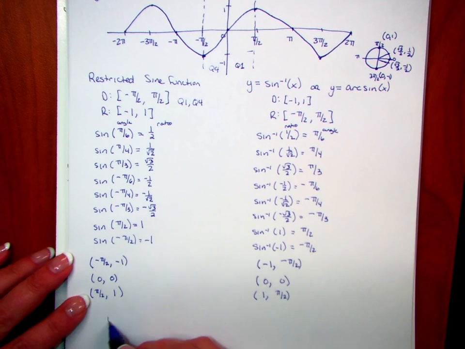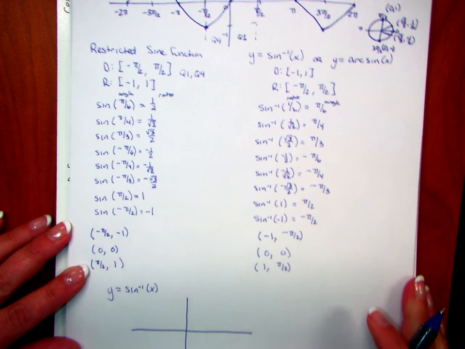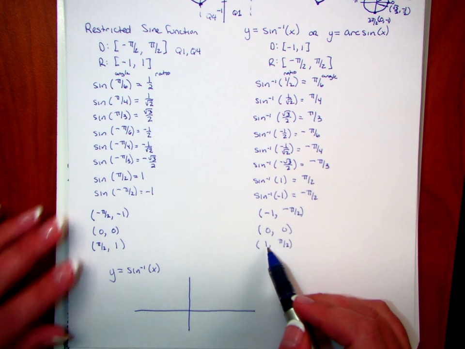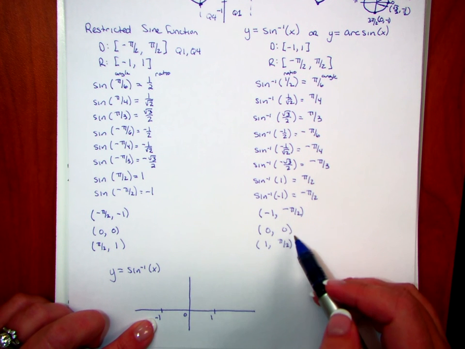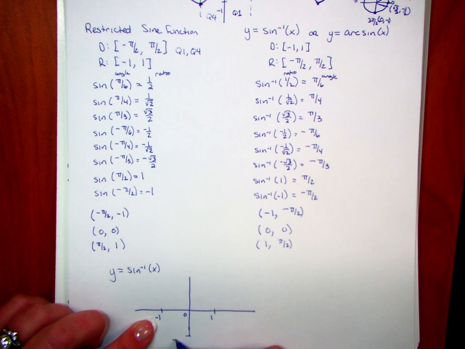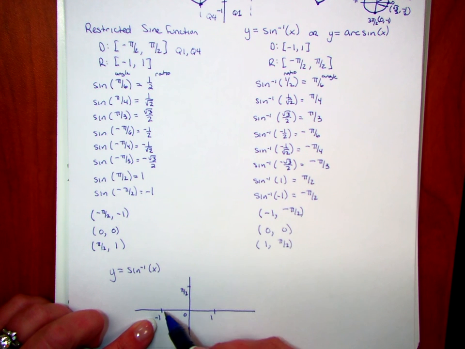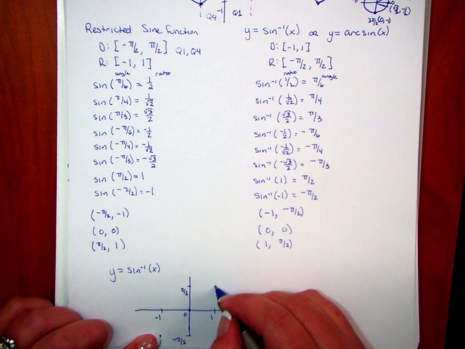If I were to graph y equals sine inverse of x, or arc sine, what's going to happen is that the x and y axes are going to swap. The independent variable, the x values, are going to go from negative 1 to 1. So on the x-axis, I'm going to label the points negative 1, 0, and 1. On the y-axis, I'm going to put negative pi over 2, 0, and then positive pi over 2. So I'm going to plot these points. Negative 1, negative pi over 2 is here, 0, 0 is here, and 1 comma pi over 2 is here.